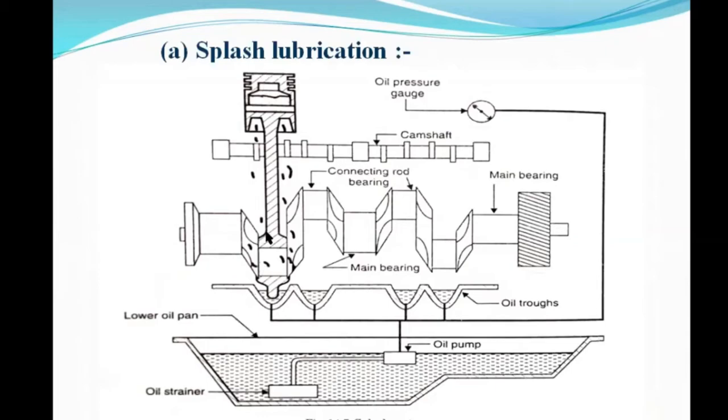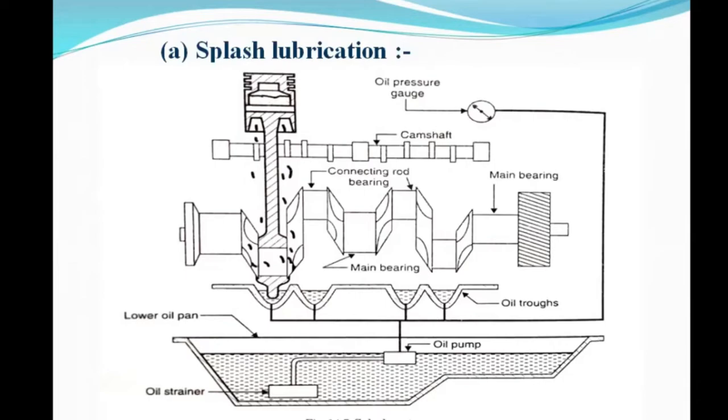Then here one piston will be shown. This is our camshaft, where the valve mechanism will be moved. A pressure gauge will also be provided. In the connecting rod, this is called the big end and this is called the small end. Here the cap will be provided. That cap strikes the scoop, so it will take the oil, and splashing of oil will also happen. So we understand this splash lubrication system.